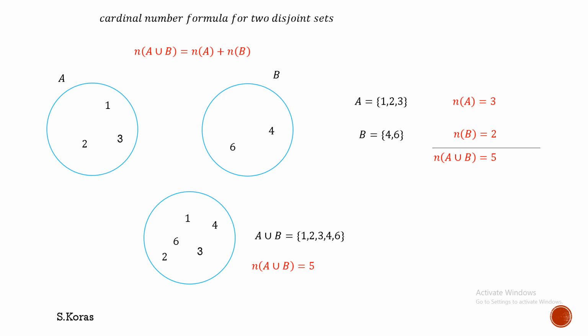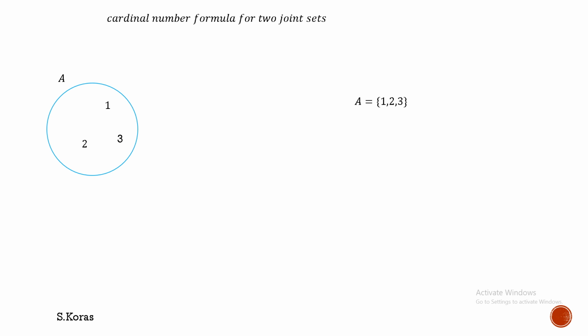will this formula work for two joint sets? Let us consider again two sets which are joined. Let set A be {1, 2, 3}, and let us consider another set B is equal to {3, 4, 6}. So these two are the sets. This is our A set and this is our B set.